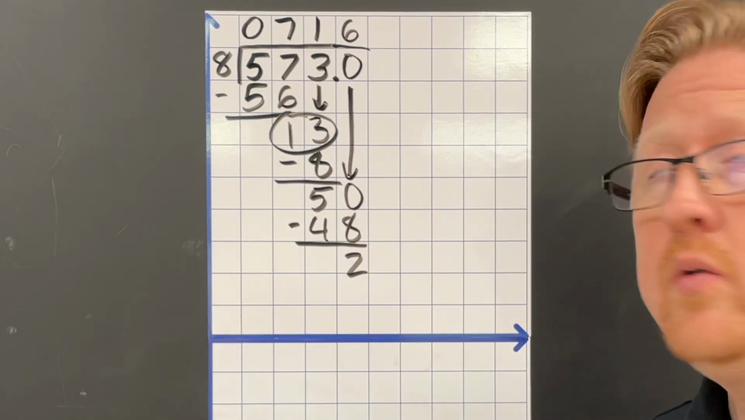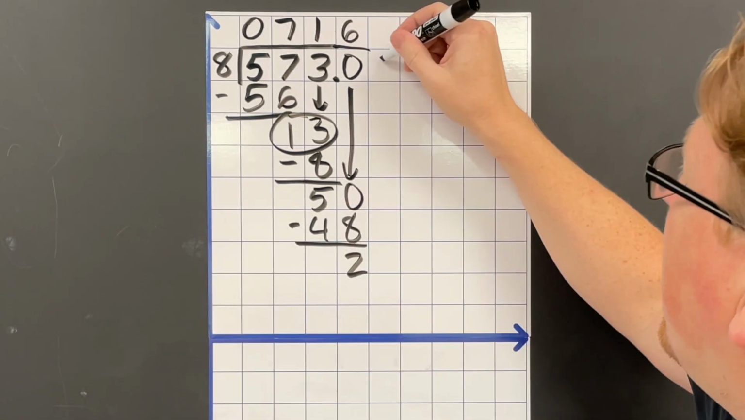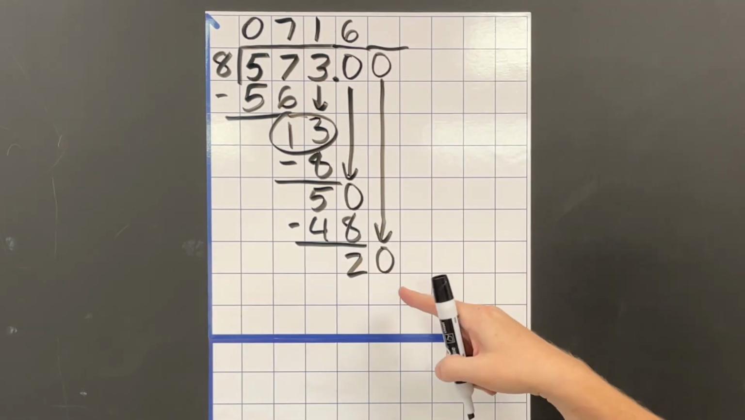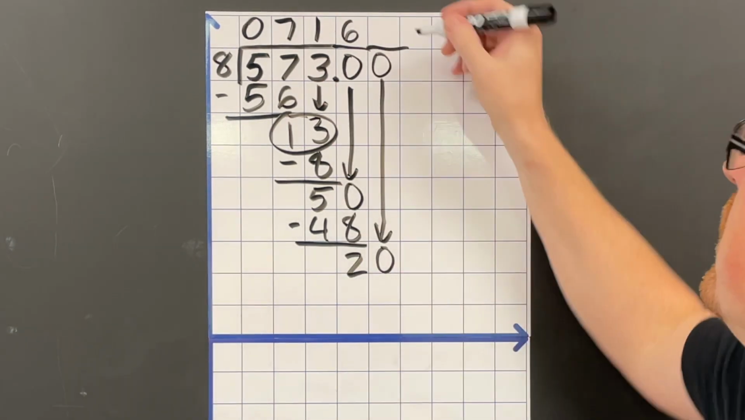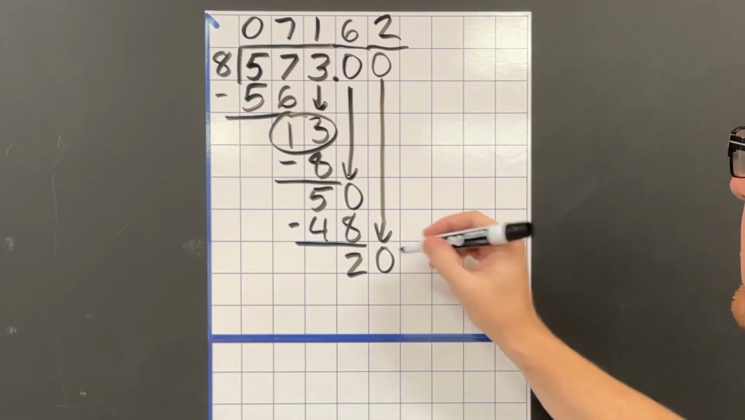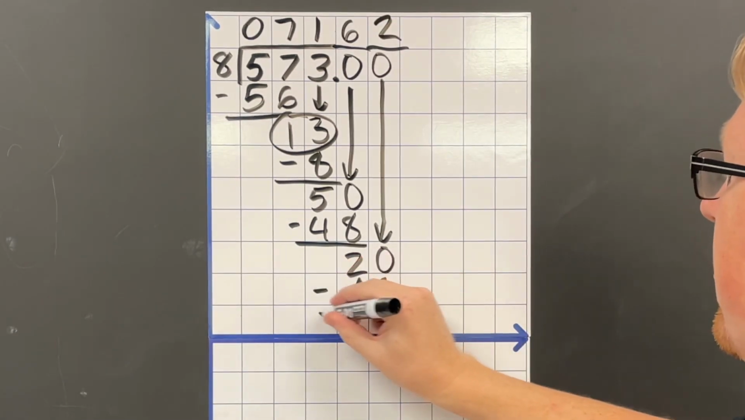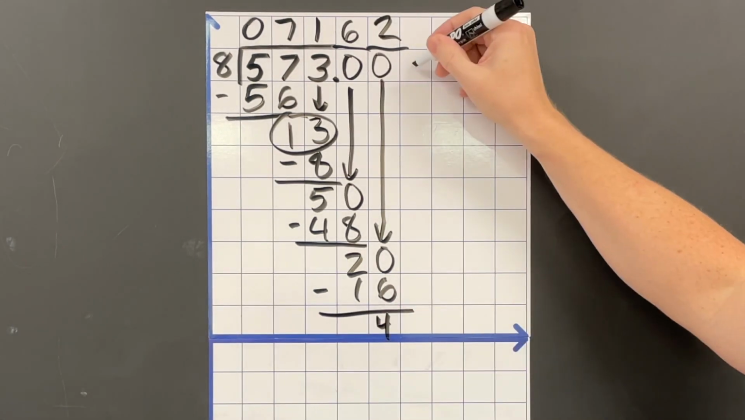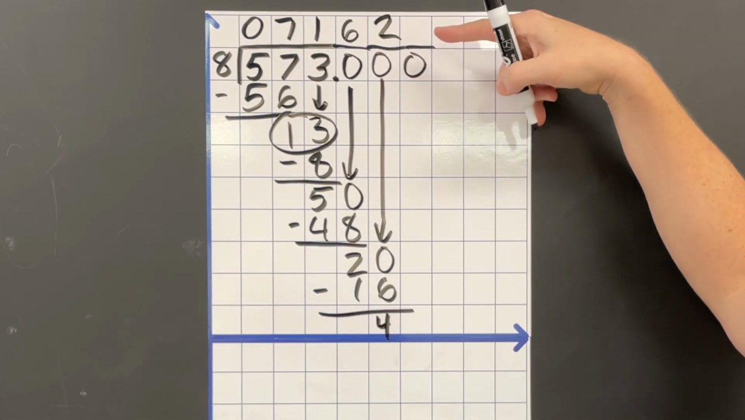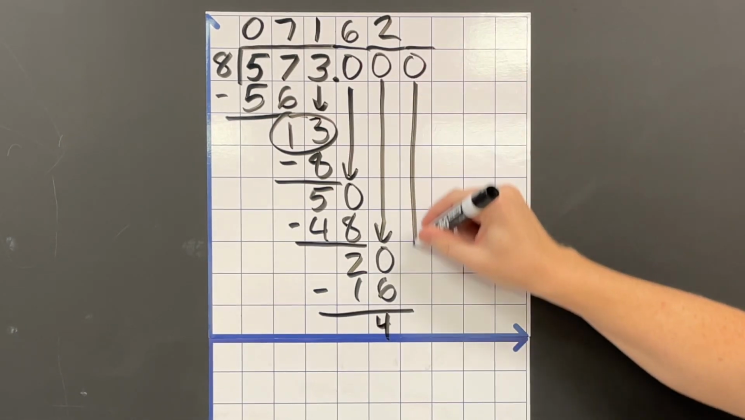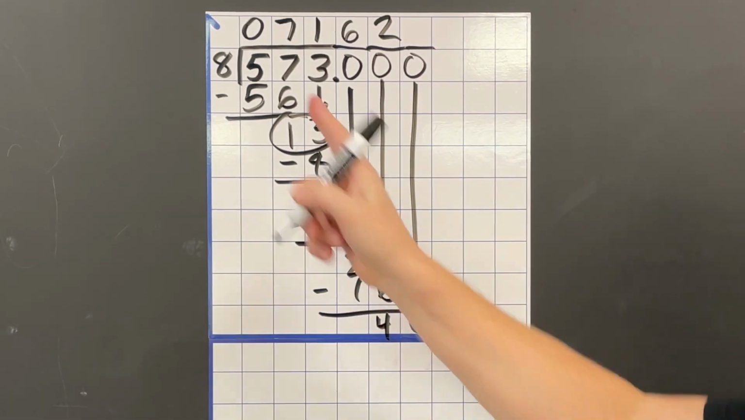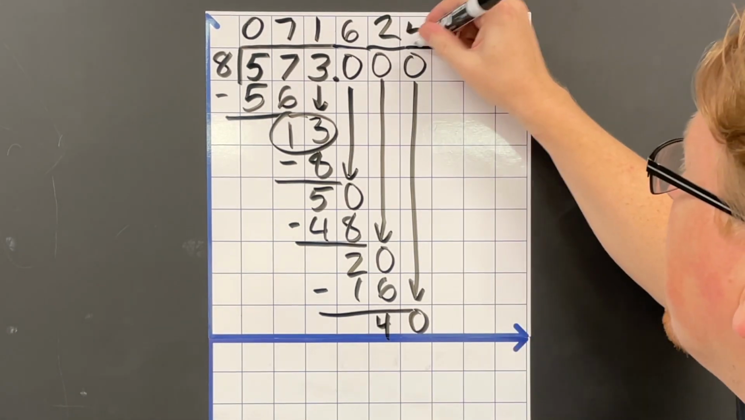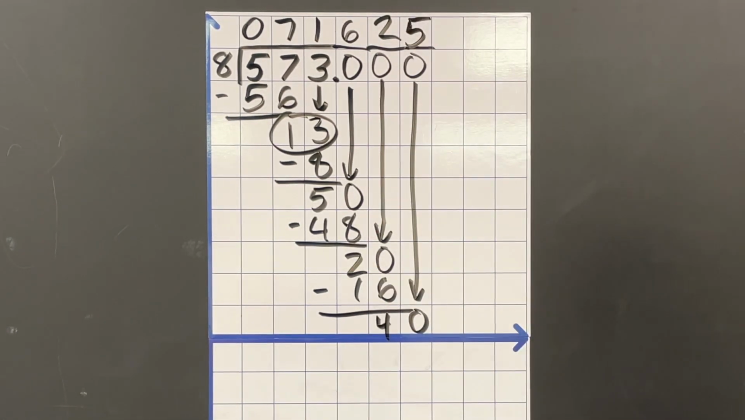And now we get 2, and we can put another 0 up here in the hundredths place, drop it down. And now the question is, how many 8s are in 20? And the answer is 2. 2 times 8 is 16. 20 minus 16 is 4. And now we can give ourselves another 0 out in the thousandths place, drop that 0 down. And the question is, how many 8s go into 40? And the answer is 5. So we put the 5 up here. And 5 times 8 is going to be 40.